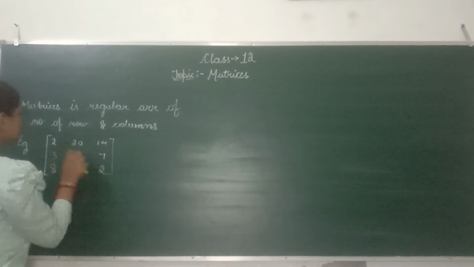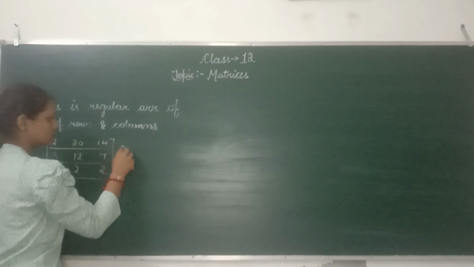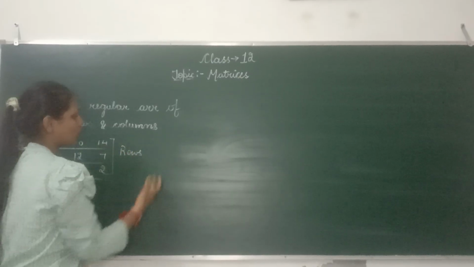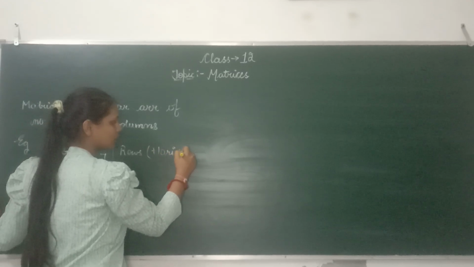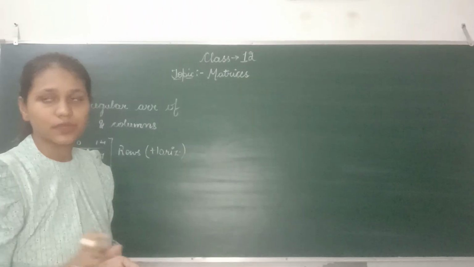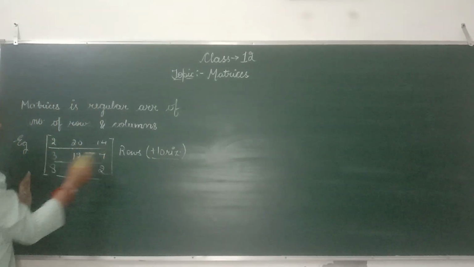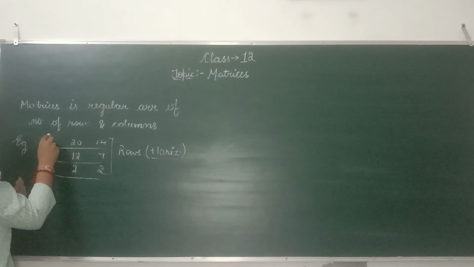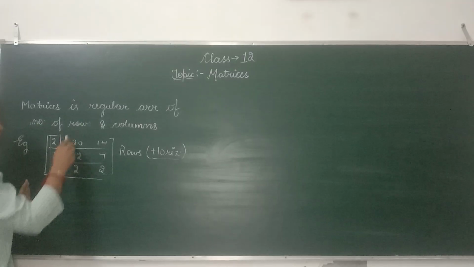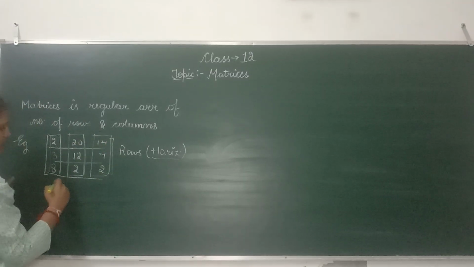So these are the rows. Rows are the horizontal lines. In the previous video, we have already discussed which are the rows and which are the columns. These horizontal numbers are the rows, and these vertical numbers are the columns.